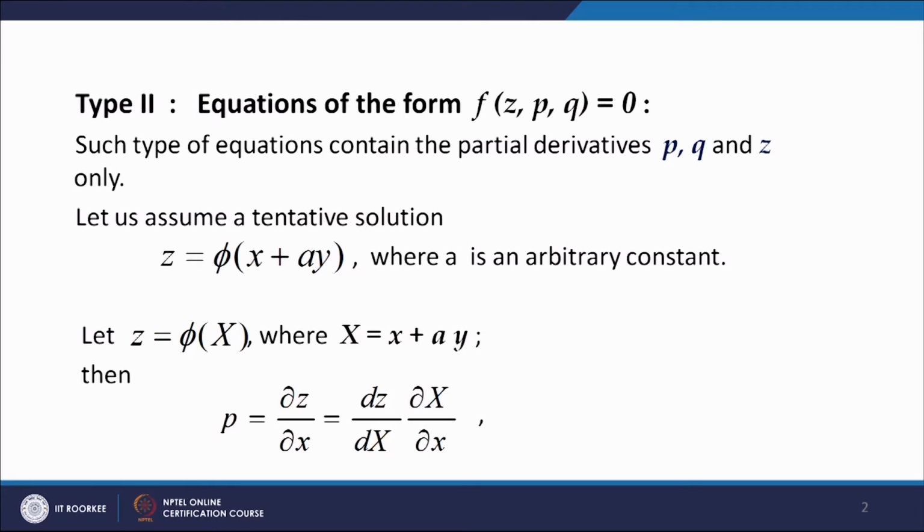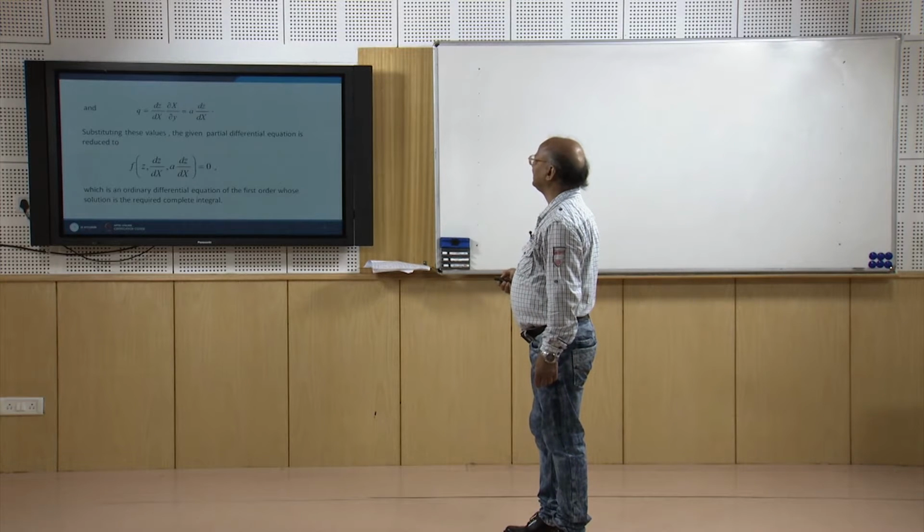What we do further is that let us assume x + ay to be equal to capital X, so that z becomes a function of X only. Now we know that p is the partial derivative of z with respect to x. So this partial derivative of z with respect to x can be expressed as dz/dX into delta X/delta x by the chain rule, and if you differentiate capital X with respect to small x, what you get is 1. So delta X by delta x is equal to 1, and therefore p is equal to dz/dX.